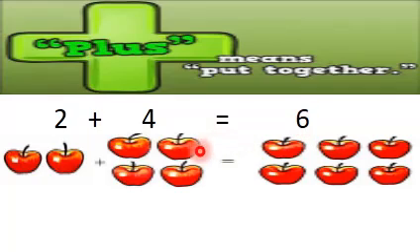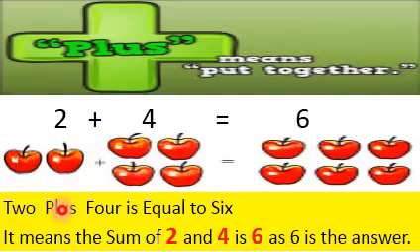Children, we read it as 2 plus 4 is equal to 6. That is 2, this is a plus sign, 4 is equal to sign 6. I repeat, 2 plus 4, that is 2 apples plus 4 apples is equal to 6 apples. And children, one more thing, what is 6? So 6 is the answer for 2 plus 4. So we can say that 6 is the sum of 2 and 4.